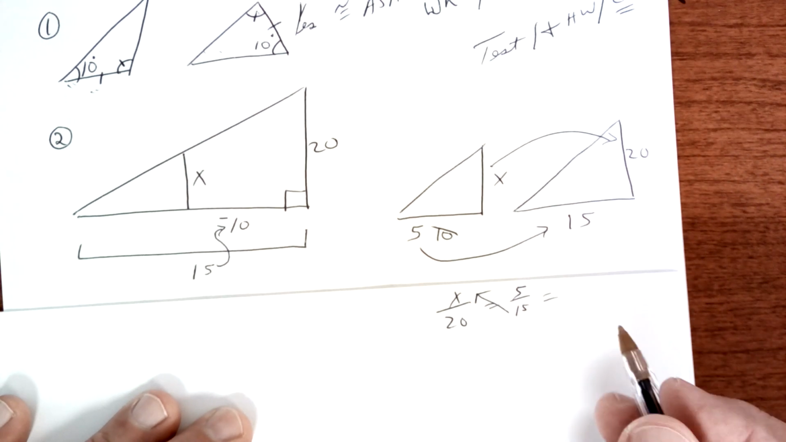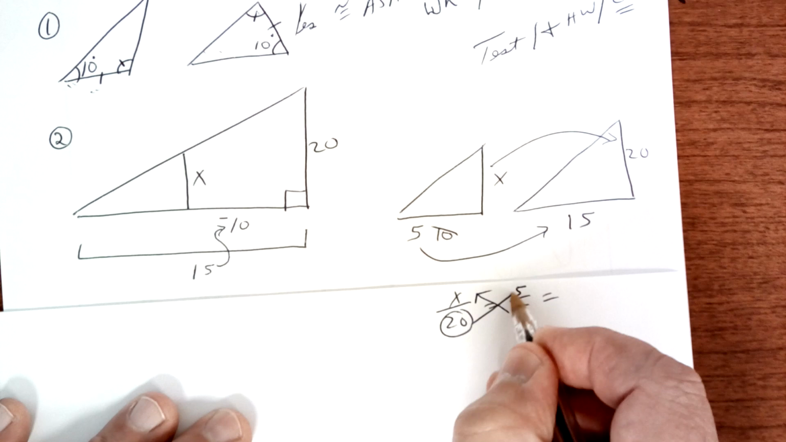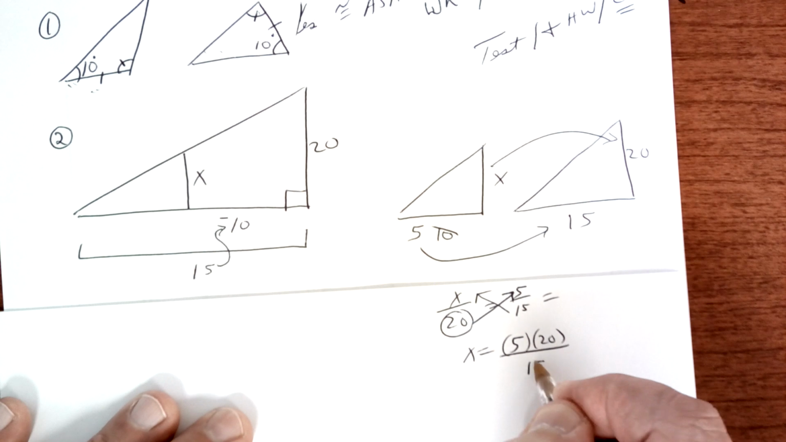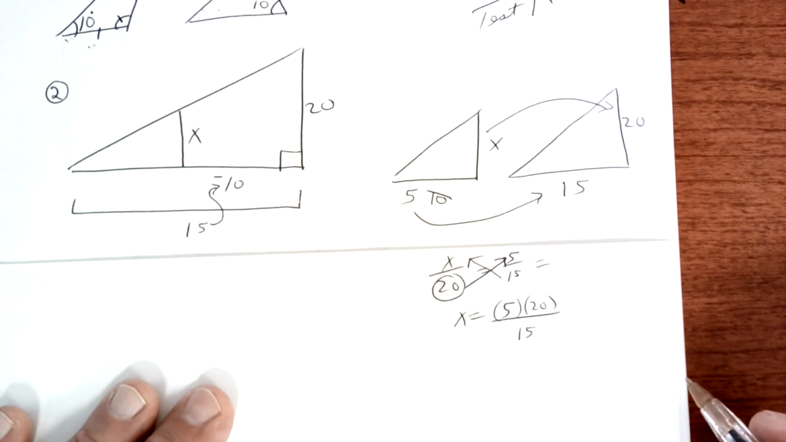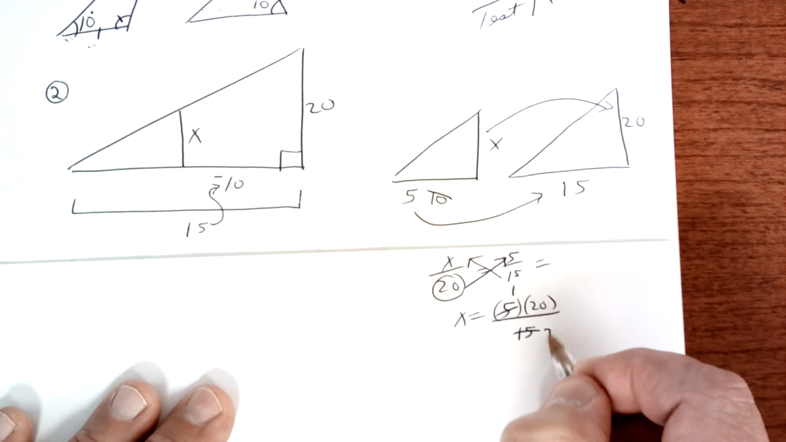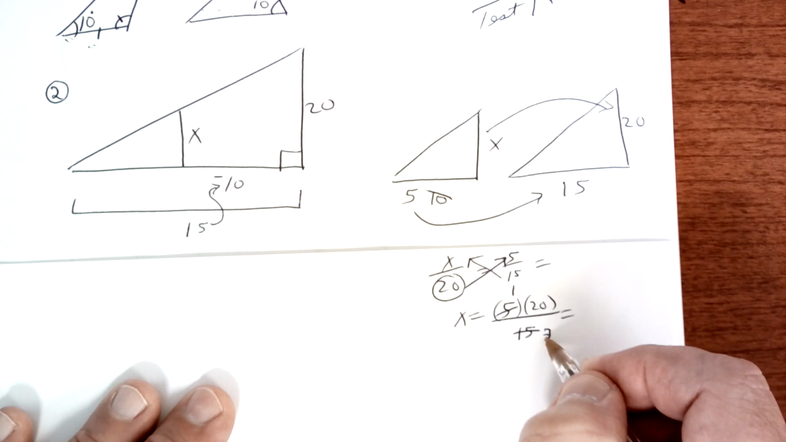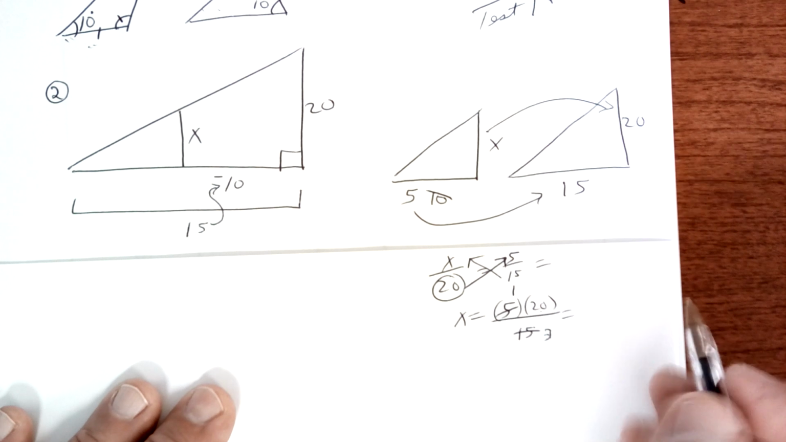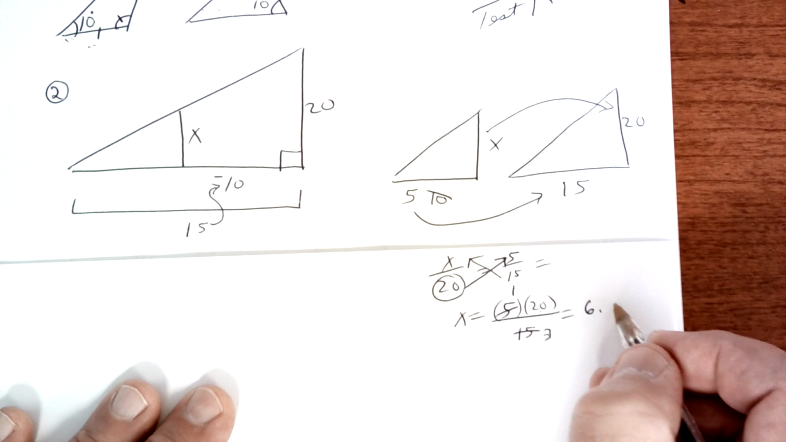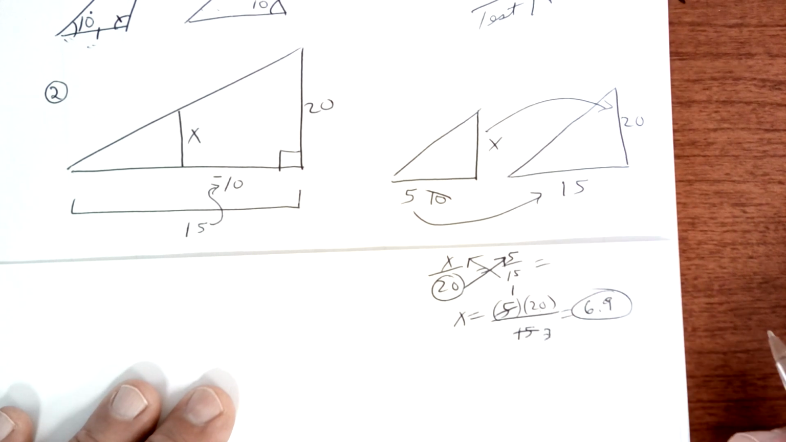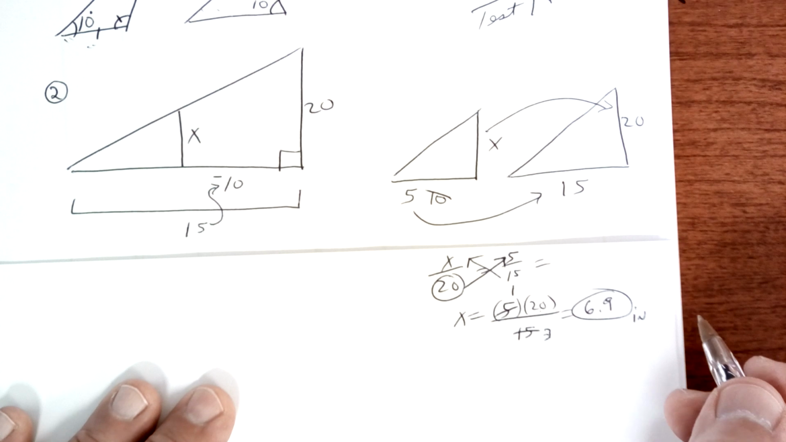And actually, all you got to do really is multiply the 20. Leave the x alone. So it's going to be 5 times 20 divided by 15. And then you can work that out. You can actually reduce. 5 goes into 5 once, 5 goes into 15 3. So your answer is going to be 3 goes into 20 6 times. So 6 point something, probably 6.8, 6.9. You can do it on your calculator. And this would be inches because it's just one dimension.